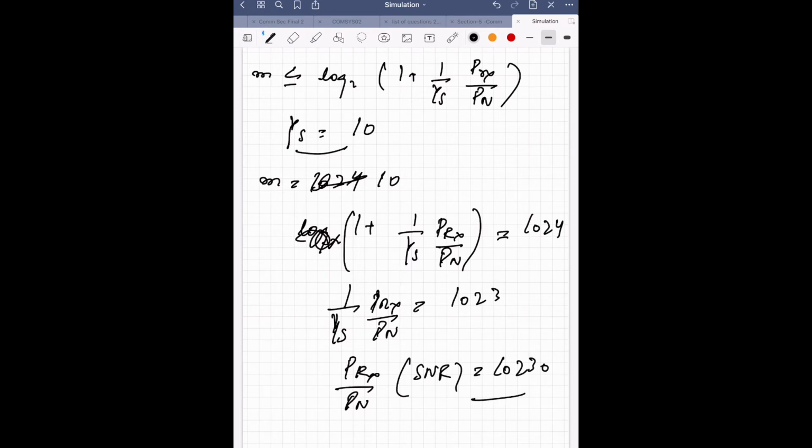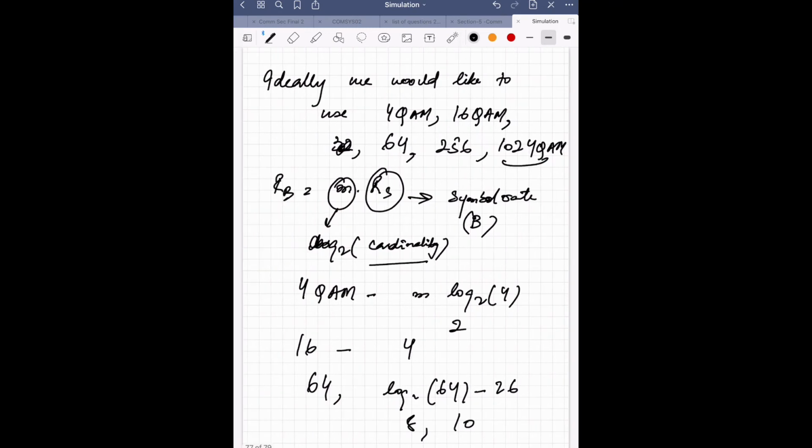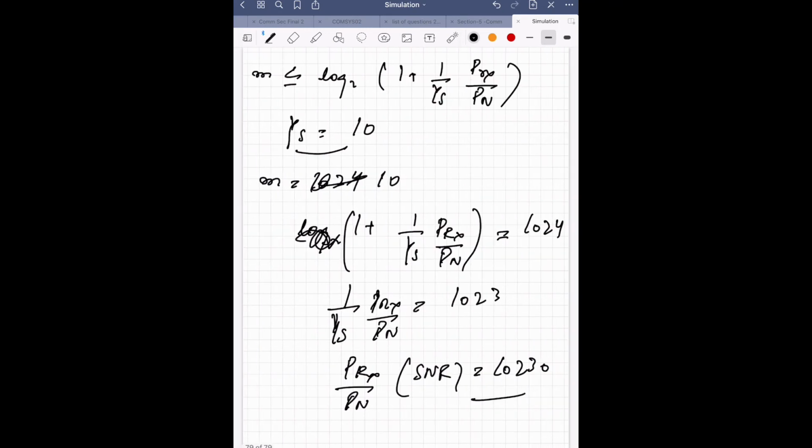So in order to work with the 1024 QAM constellation, so that M can be equal to 10 and the bit rate can be of the order of 1 gigabit per second, we need a signal to noise ratio of 10230. Now, at the moment, you may not know whether this signal to noise ratio is achievable in practice, whether it is very high or whether it is low. But at the end of the video, you will get to know if it is achievable or not.